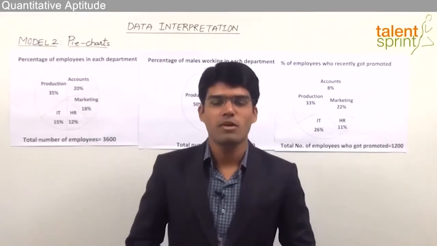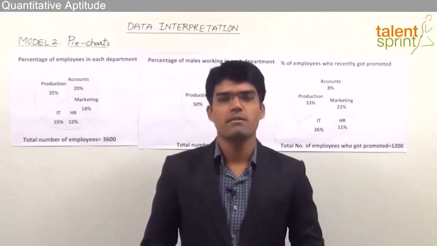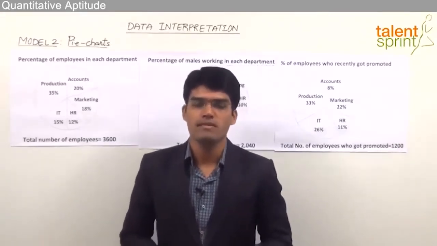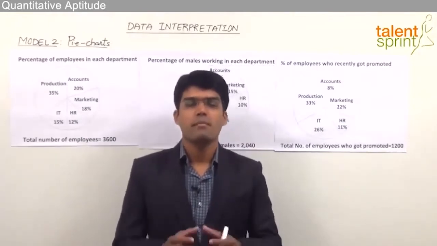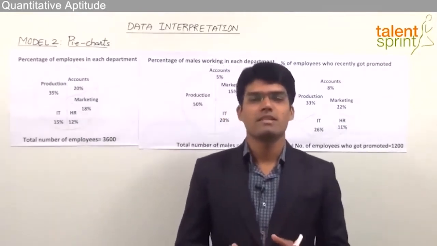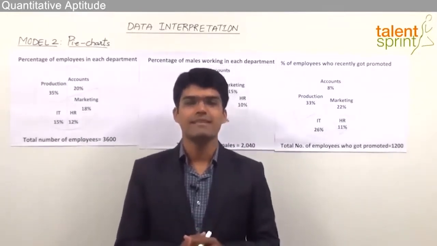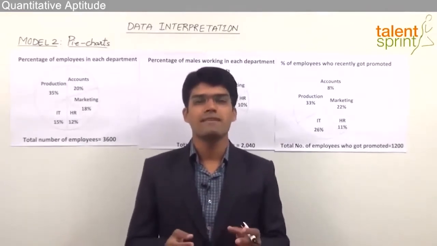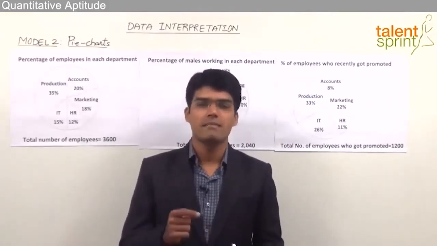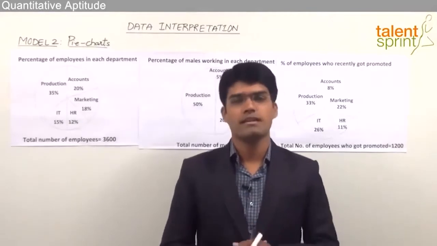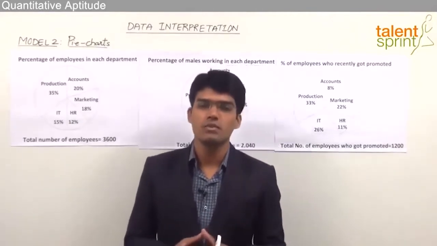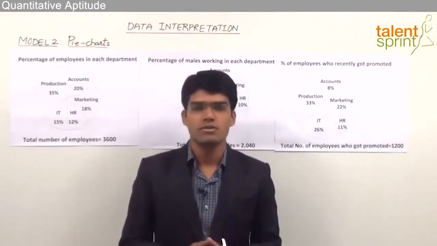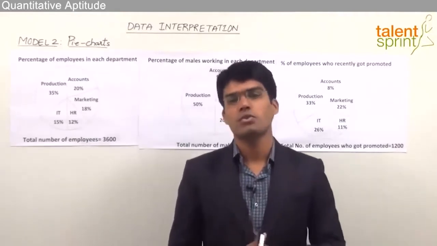Let's now take the second model from the topic of data interpretation, where we are going to discuss a question based on pie charts. A pie chart is nothing but a circle which has been drawn around an angle of 360 degrees and has been divided into different sectors, where each sector represents a particular element in the given data. Pie charts are generally useful when the percentage proportions of various elements are to be shown.